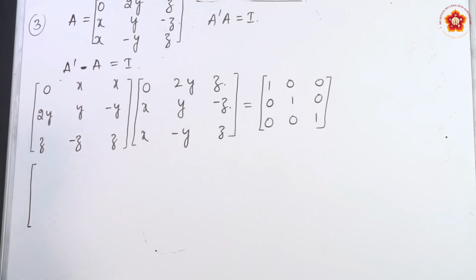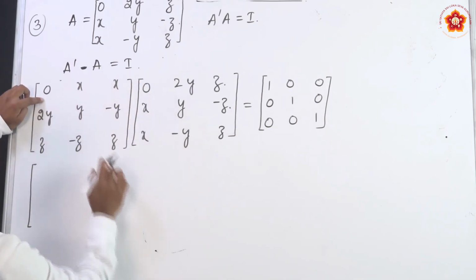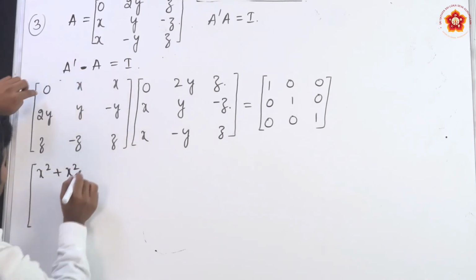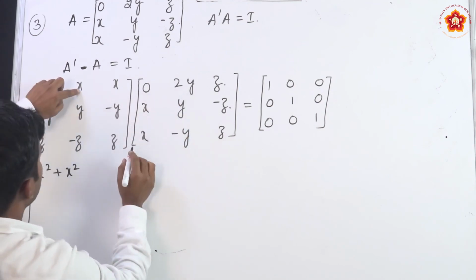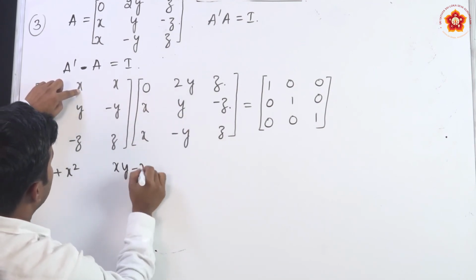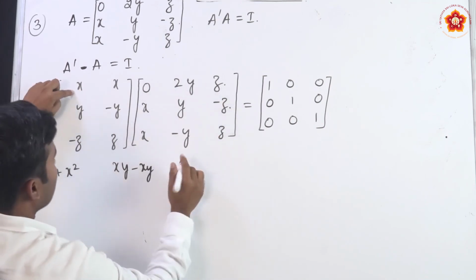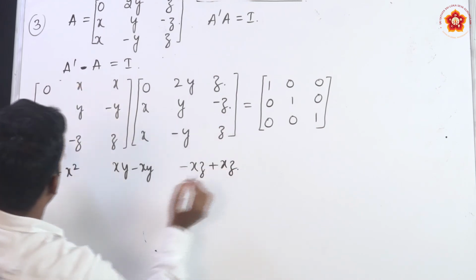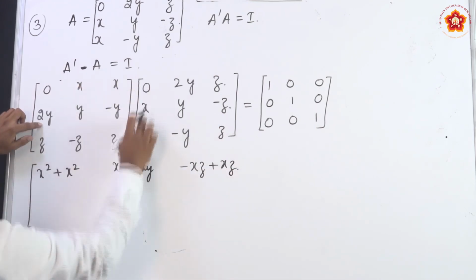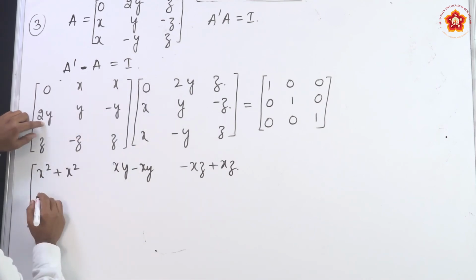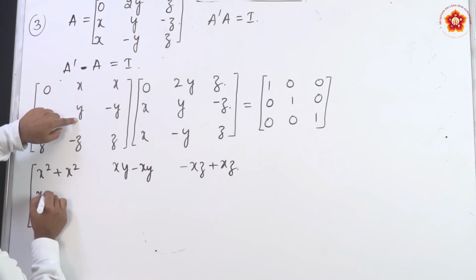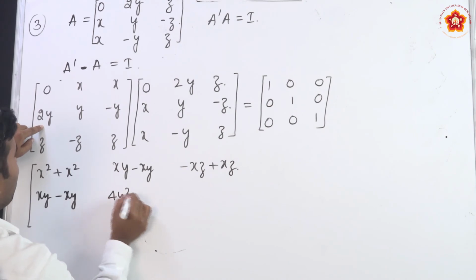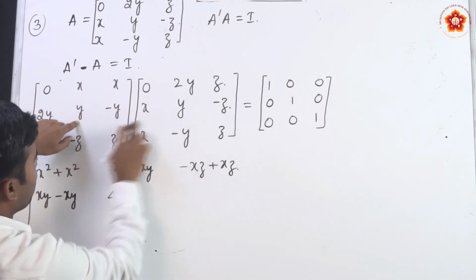You know the multiplication: first row into first column, 0, x square plus x into x, x square, and this becomes 0. Plus xy minus xy, and this becomes 0. Minus xz plus xz. For second row, first column, 2y into 0 becomes 0. Xy minus xy, and here 4y square plus y into y square, minus into minus becomes plus.